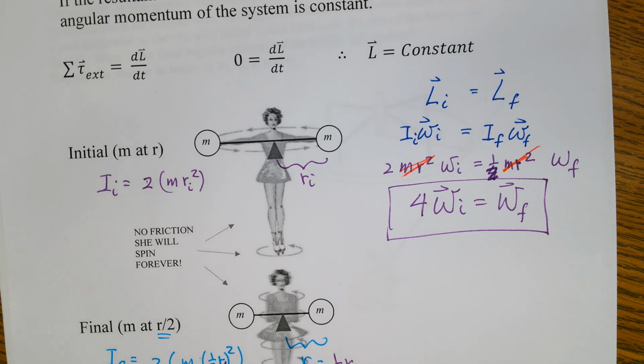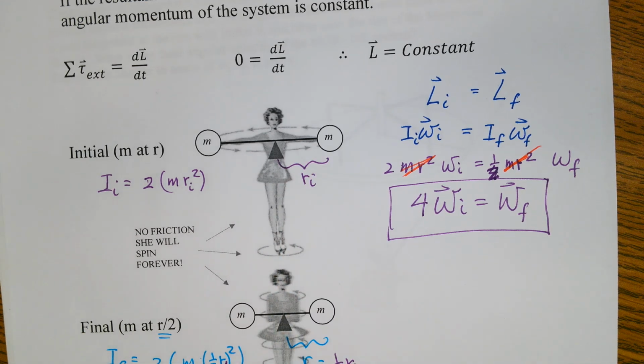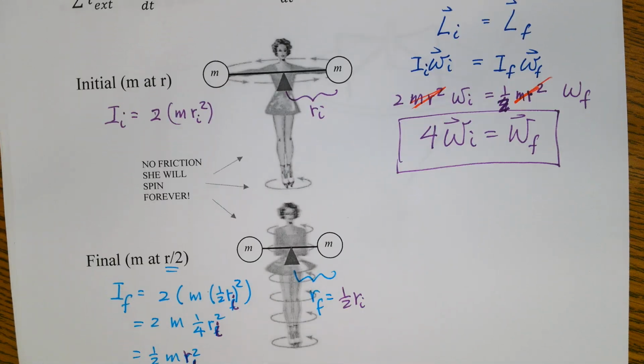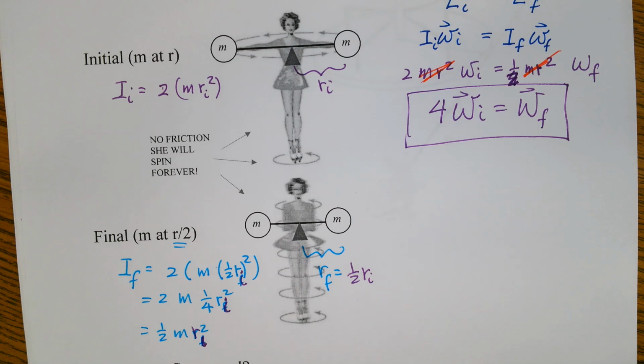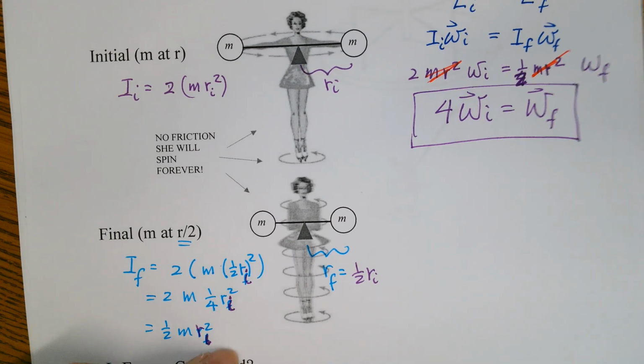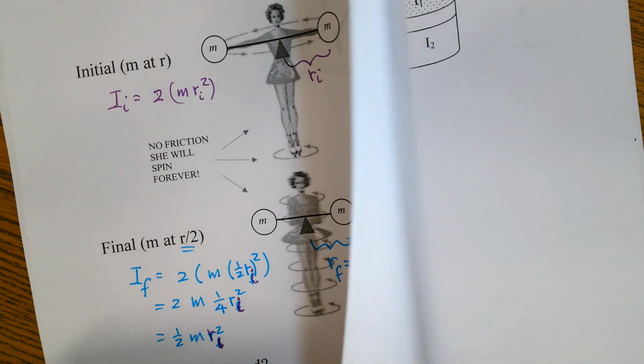So that kinetic energy comes from the work that the skater does by bringing the mass in radially. That work done translates to changing kinetic energy. Okay, so that's how it works. Also, changing the moment of inertia too.